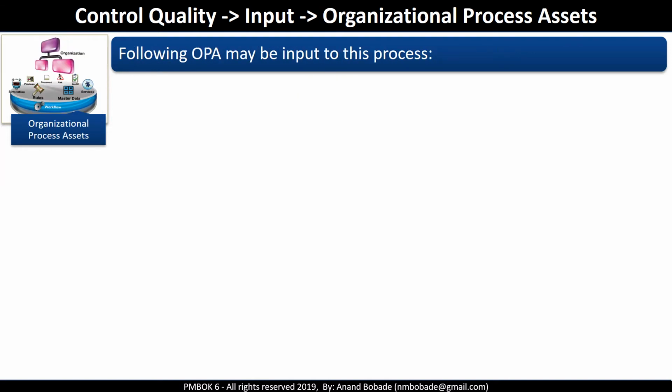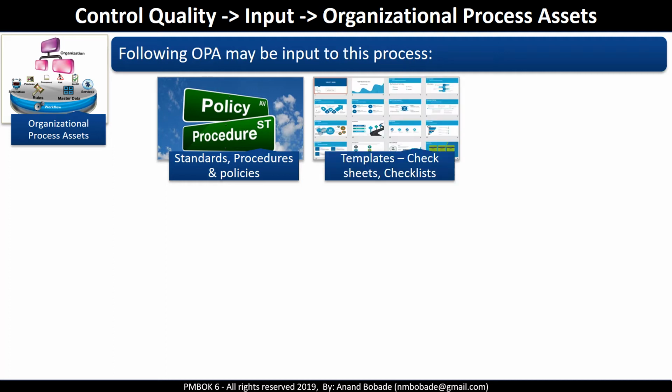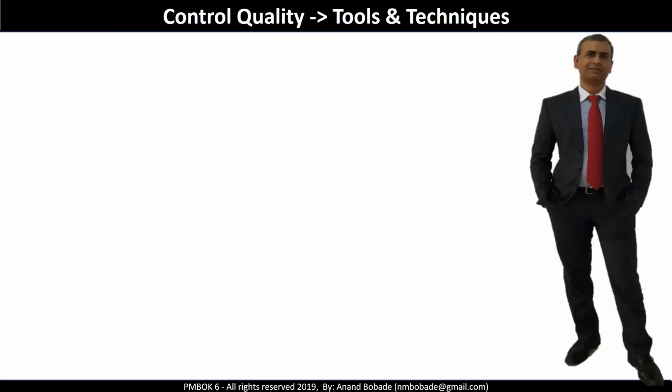Well, what is OPA used for over here? OPAs can be quality standards and policies which are documented in the quality management plan, issue and defect reporting procedures, and relevant stakeholder communication policies. So we talked about standard procedures and policies, and various quality templates like check sheets and checklists. All of these can also be used on the project.